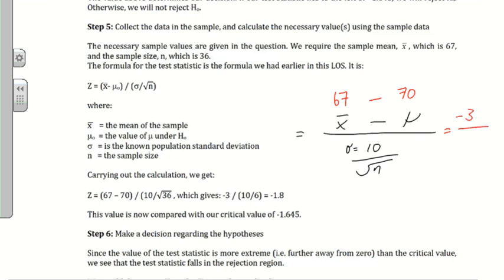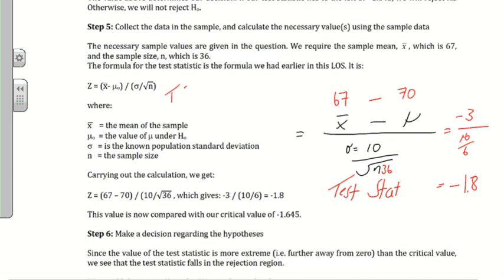I'm going to get a negative answer, and that makes sense because I'm working in the left tail, aren't I? Okay, standard deviation is 10. The root of my sample size was 36, so putting all my numbers in, that's going to be 10 over 6, and my answer is -1.8. My answer for the test statistic is -1.8.